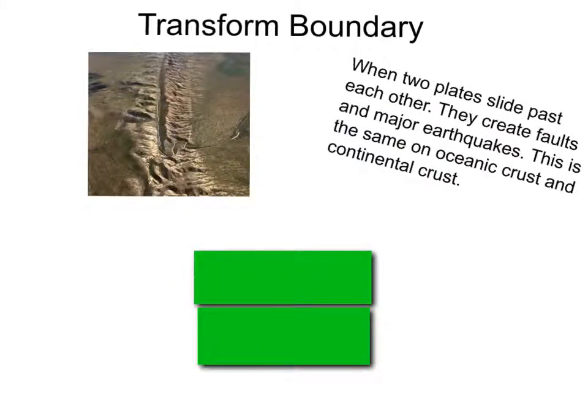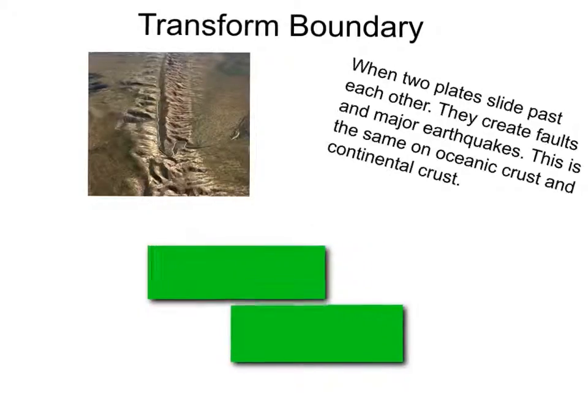Transform boundary. When two plates slide past each other, they create faults and major earthquakes. This is the same on oceanic and continental crust. A good example is the San Andreas Fault.